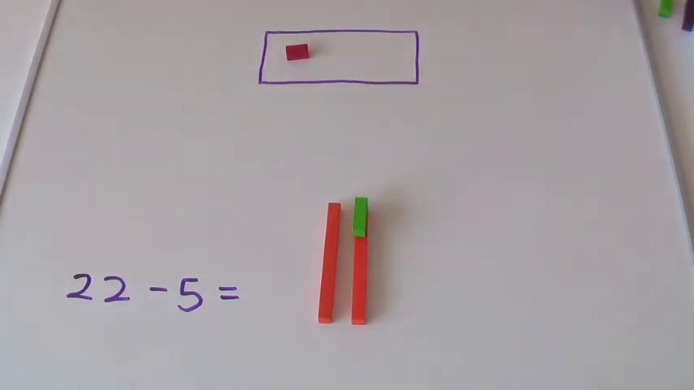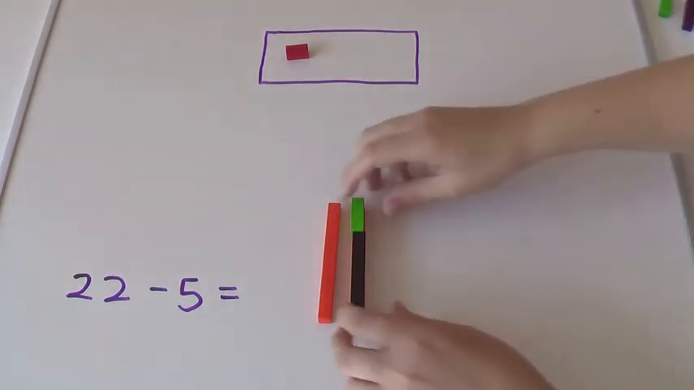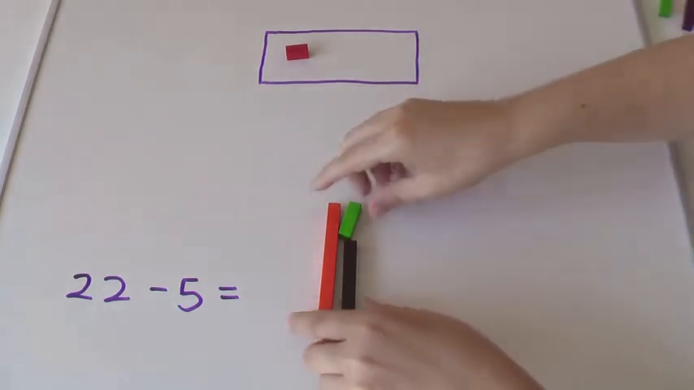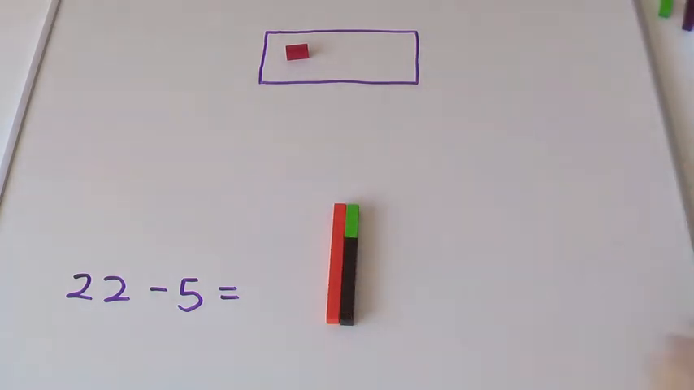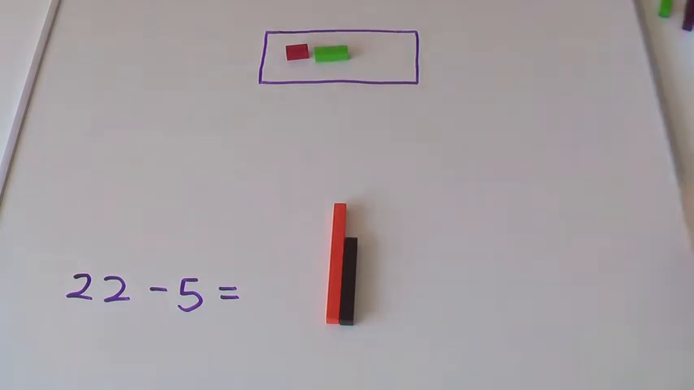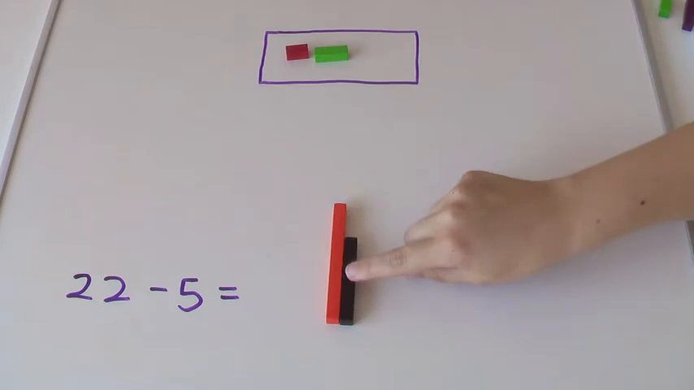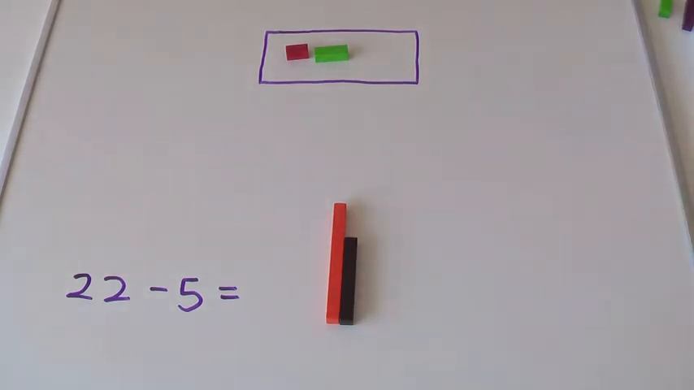So let's trade this 10 for a 3 and a 7. We still have 20 here. And now I can take away the 3 that I need. So I've taken away 5 altogether, 2 and 3, and I'm left with 10 and 7, which is 17.